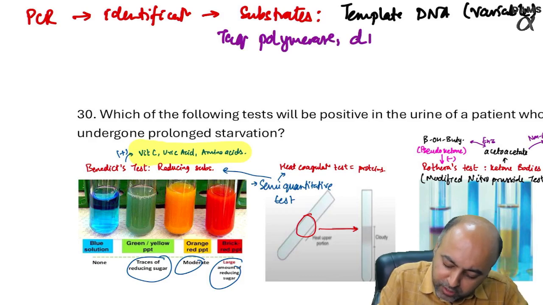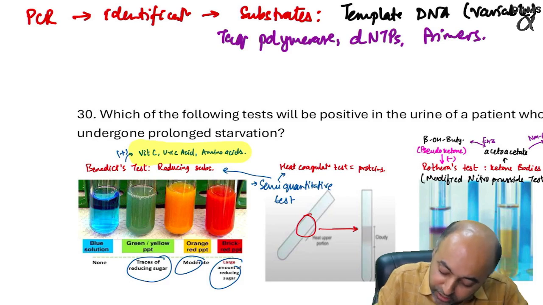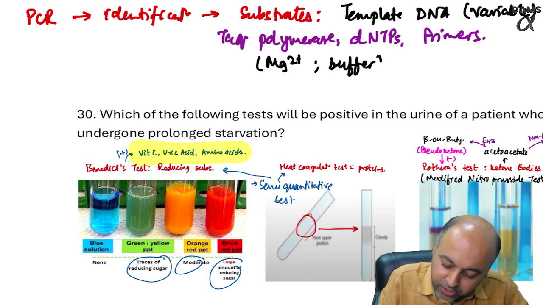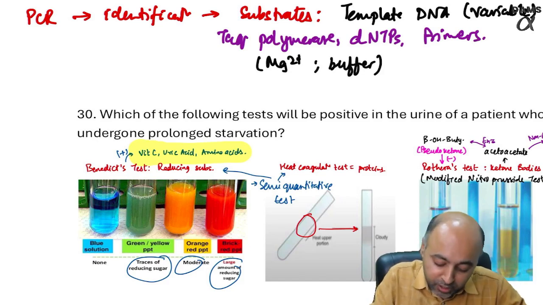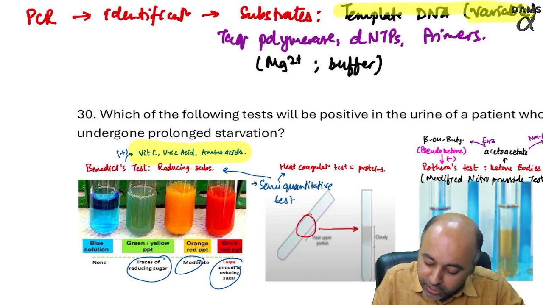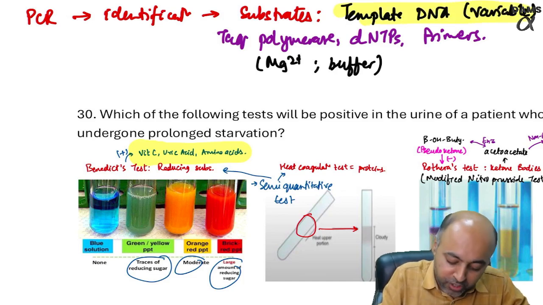Along with this, we give the building blocks, that is dNTP. We give the primers. We give the activator for polymerase, that is magnesium, and we give the buffer to maintain the pH. All this we give from the lab. The variable component is the DNA which is coming from the patient.